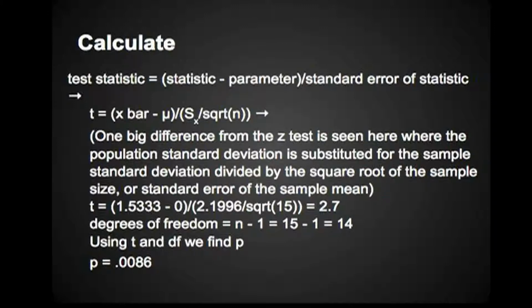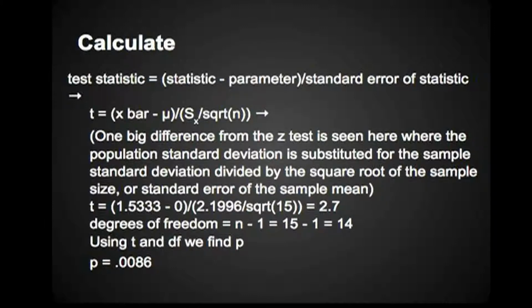One big difference in the t-test from the z-test is seen here, where the population standard deviation is substituted for the sample standard deviation divided by the square root of the sample size, also known as the standard error of the sample mean. So assuming the null hypothesis is true, we plug in 0 for mu, and then plug in 1.5333 for x bar and 2.1996 for the standard deviation as calculated before, and we use 15 for the sample size, of course, thus calculating the t-statistic to be 2.7.